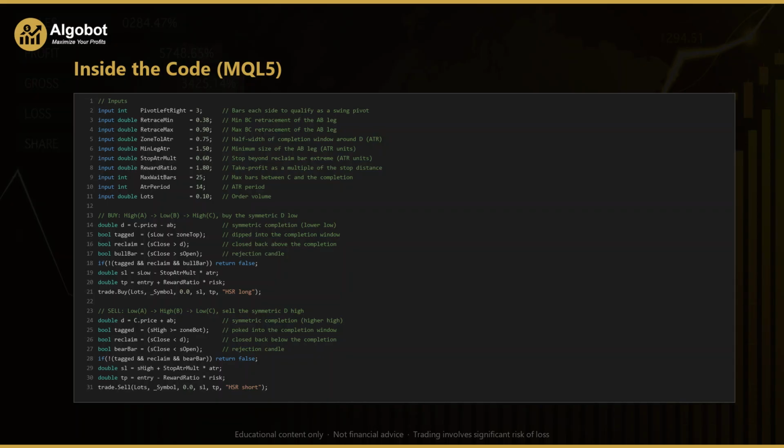Now the buy block. The completion level D is computed by subtracting the A to B leg from pivot C. The strategy then checks 3 conditions together. Tagged, meaning the bar's low dipped into the completion window. Reclaim, meaning the close came back above D. And bull bar, meaning it closed above its open as a rejection candle. Only when all 3 are true does the code call trade.buy.